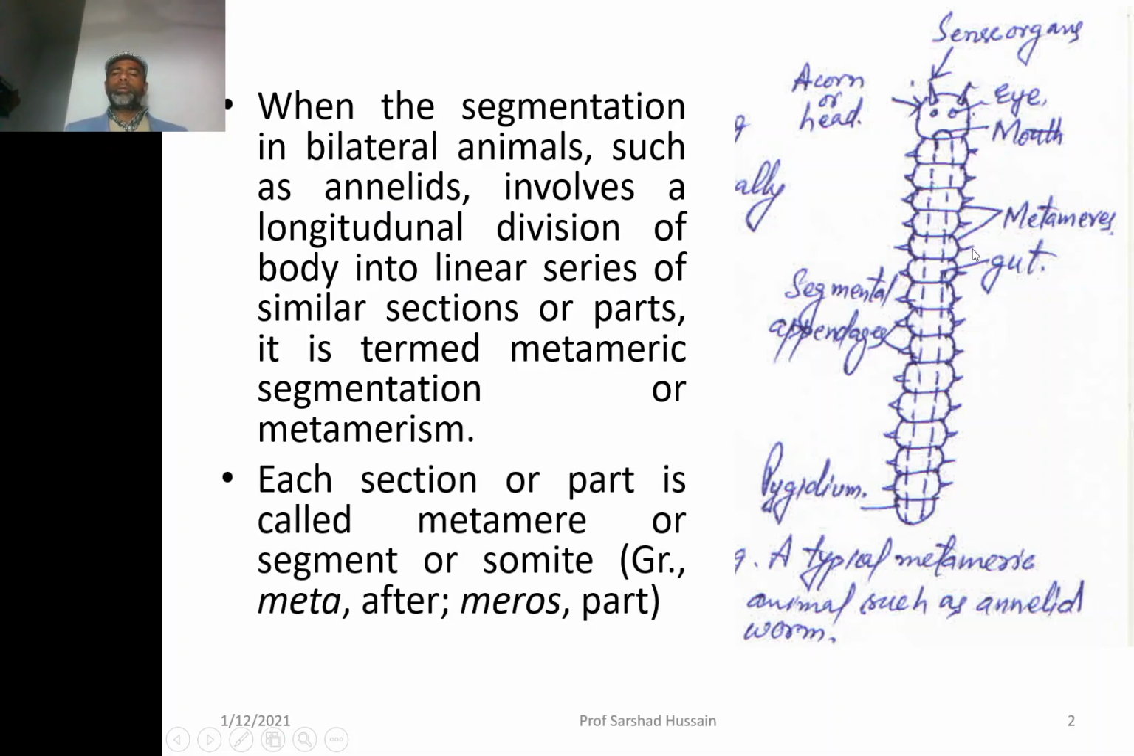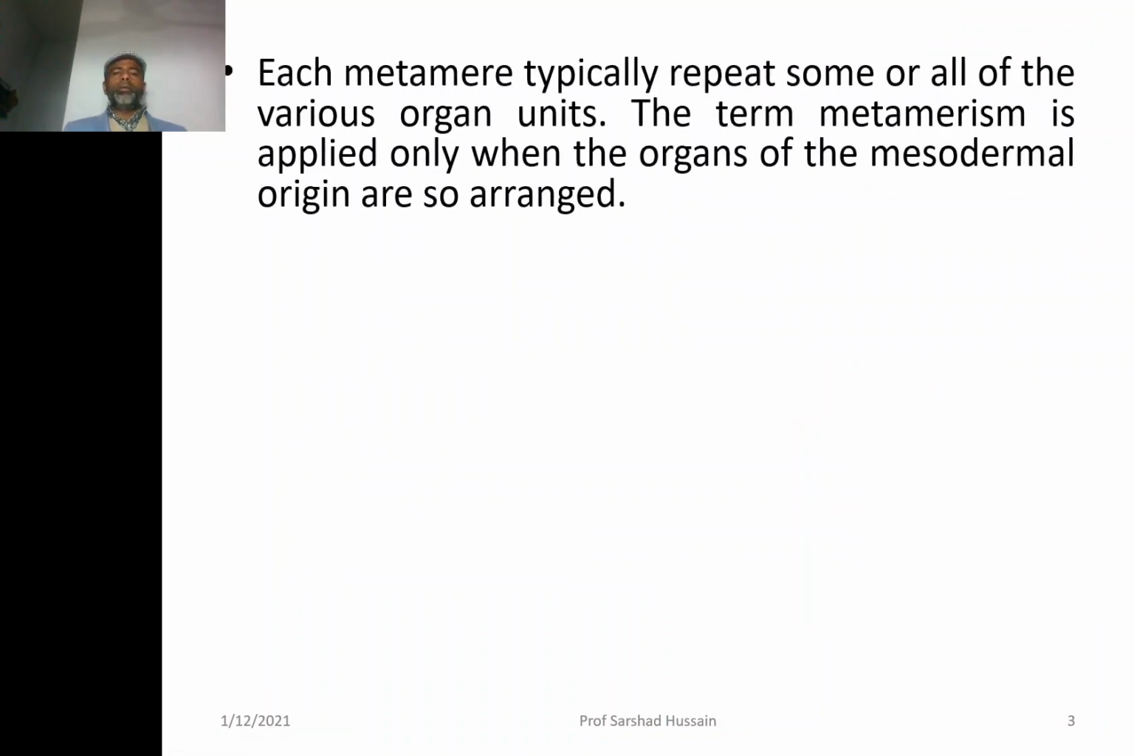Each part is called a somite, metamere or segment. That means part after part. So you can see this is a part, and then there is a next part. Each metamere, each segment that I have shown you, typically repeats some or all of the various organ units. So the body has different organs. All organs may not be repeated.